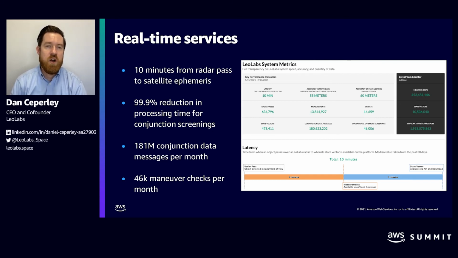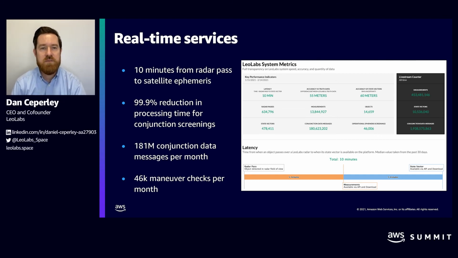Our system's able to go from a radar pass that is collecting data as the satellite flies over the radar to delivering that information to our customers in 10 minutes. And that's truly amazing because that means that the satellite may be on the far side of the world and we're able to run that radar, get that data up to the cloud, and then get it off to the satellite operator who is located continents away in 10 minutes.